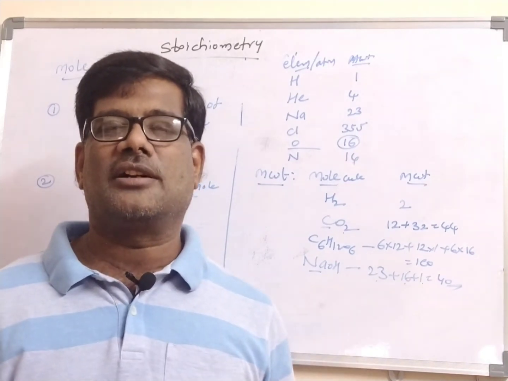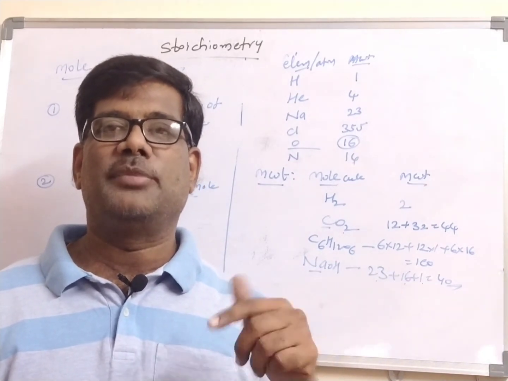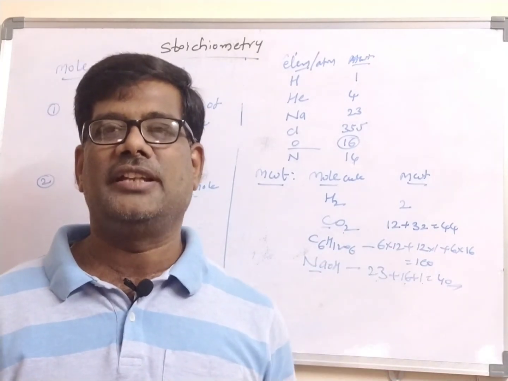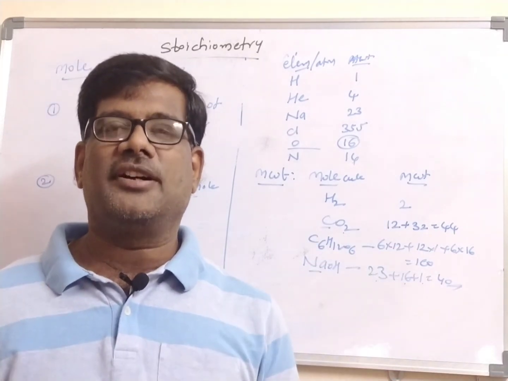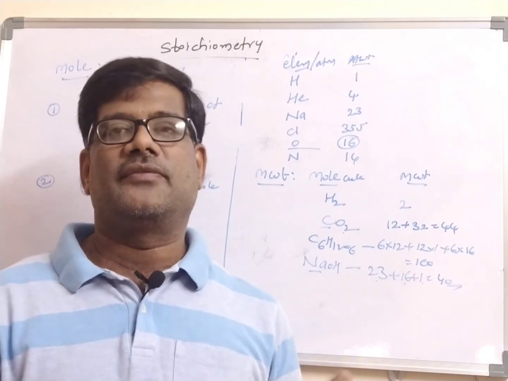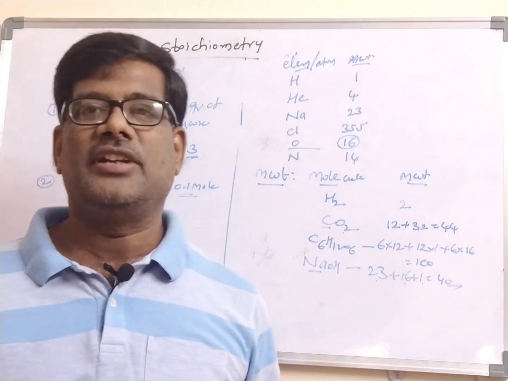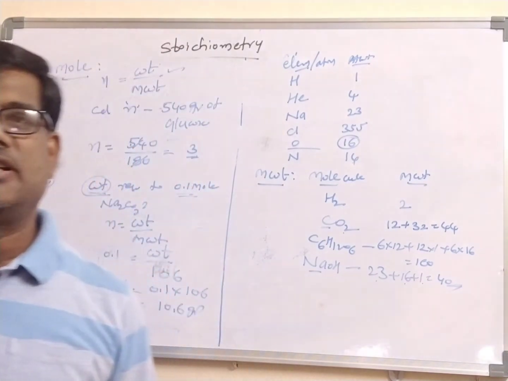How to calculate the atomic weight? By using carbon-12. 1 by 12th of the carbon-12 weight is called the atomic weight. What is the molecular weight? The sum of the atomic weights of the different atoms will give you the molecular weight. What is the mole? Mole is nothing but the ratio between the weight of the substance and the molecular weight of the substance.